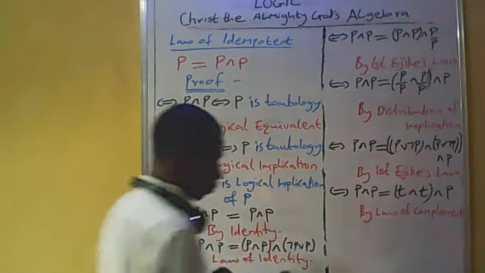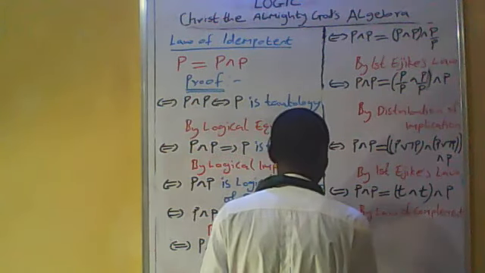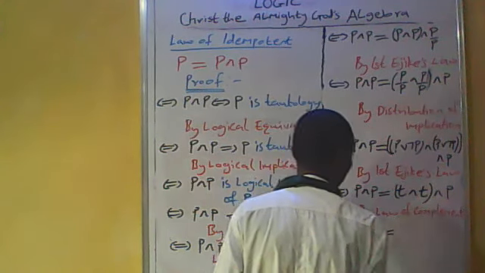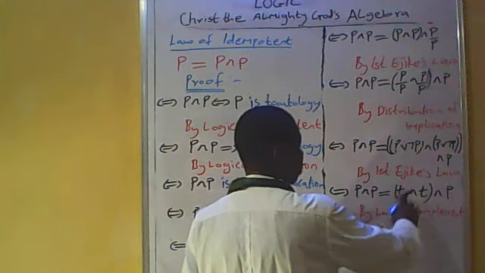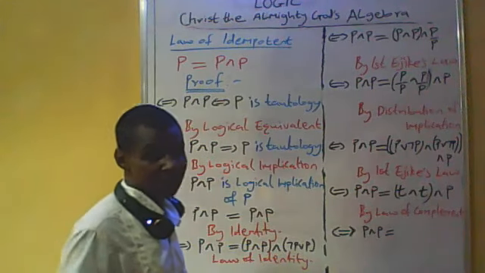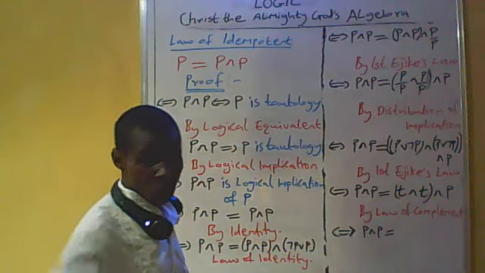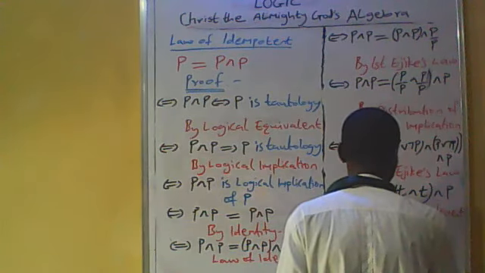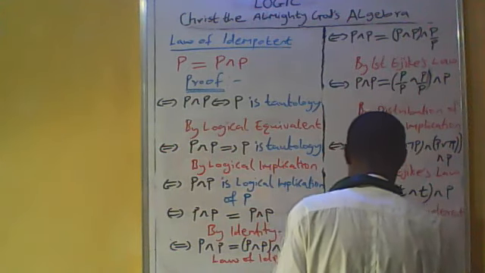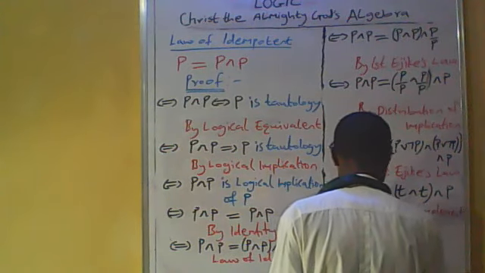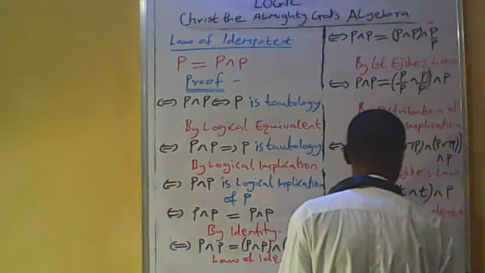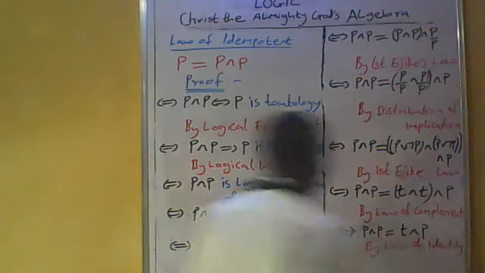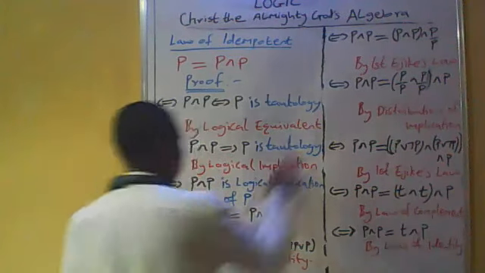If and only if P and P is equal to, then whenever tautology is conjoined with any term, like tautology and tautology is tautology, we have T and P, being justified by the law of identity.